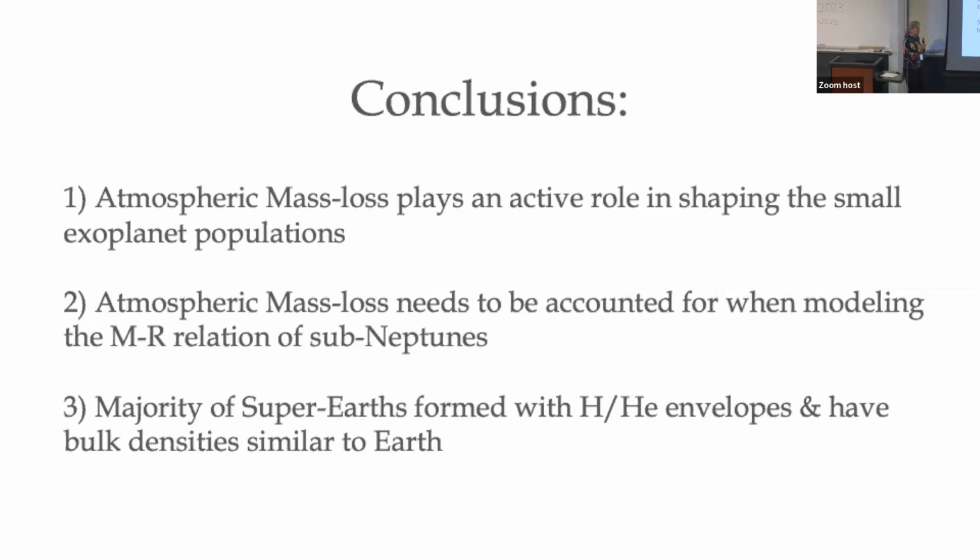Second, atmospheric mass loss and thermal evolution really need to be accounted for when modeling the mass radius relation for sub-Neptunes, right? This is really an important point, because otherwise you will get the wrong results. You infer the incorrect atmospheric mass fractions, and you may think that you can break some degeneracy between, say, a water world and some hydrogen and helium envelopes when you really haven't.